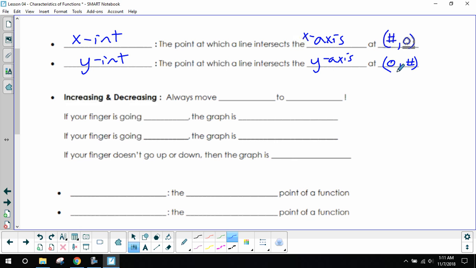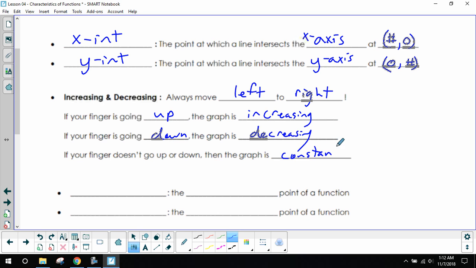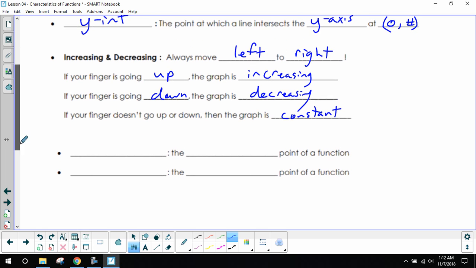Looking good. Decreasing, increasing, always move left to right. If your finger is going up, the graph is increasing. We talked about this in class. Finger is going down, the graph is decreasing. And if the finger doesn't go up or down, the graph is constant. Let's see what's next. Blank, the blank point of a function.